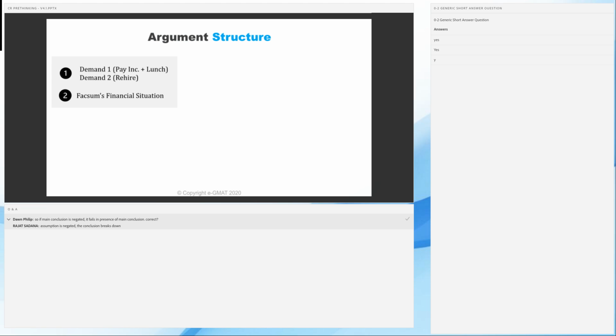Okay. So let's look at the structure of the argument. We have a bunch of demands, which include pay increases, some lunch breaks, and the demand to hire some people. And then we have the financial situation that Faxam has, where they've had 3/4 of losses. These are the facts that the author presents to you. And based on these facts, the author says, hey, given Faxam's financial situation, we believe that the strike is inevitable. All right. Does a simplified argument structure work for you?